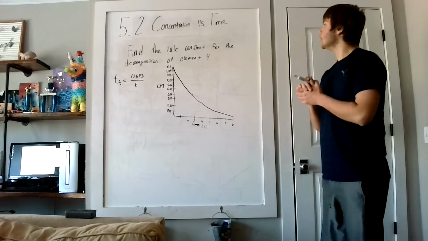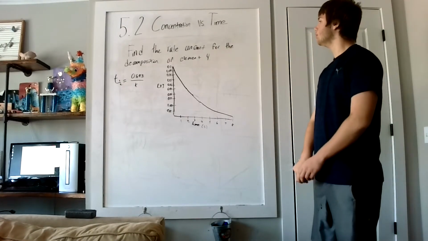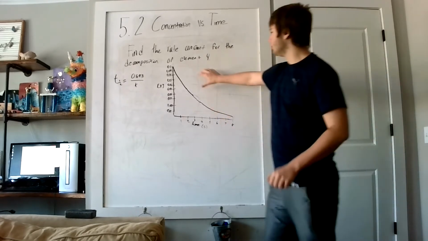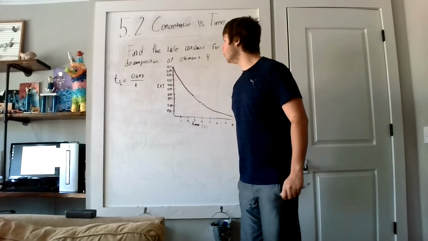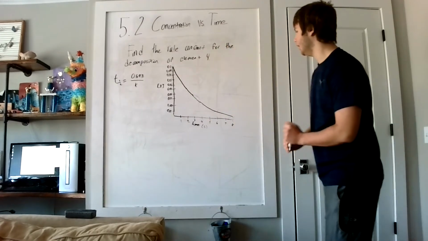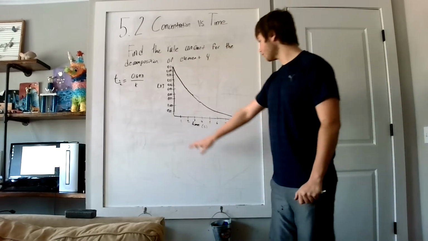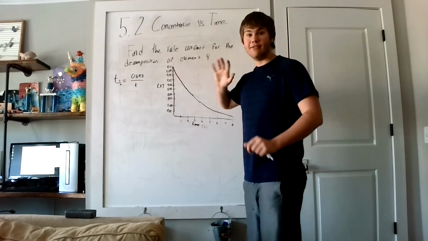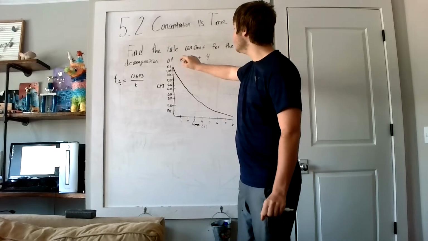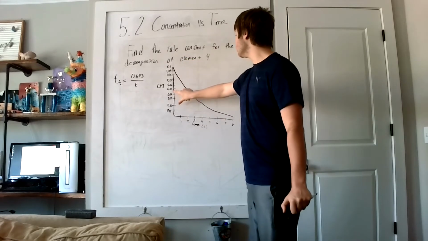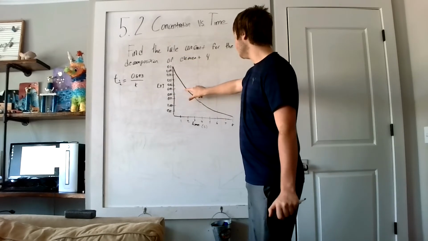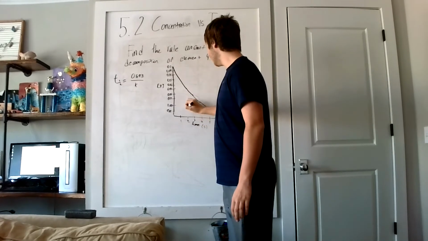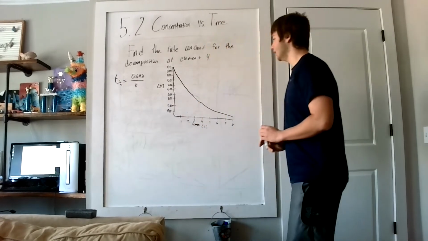For this problem, we have to find the rate constant for the decomposition of element Y. So we see that at 0 seconds we have 0.1 molar of concentration of Y. So if we want to find where we have half of that, half of 0.1 is 0.05. So we have that. Here we have 2. So we know our half-life is 2 seconds.